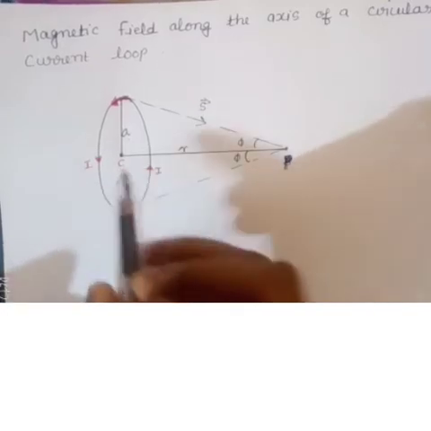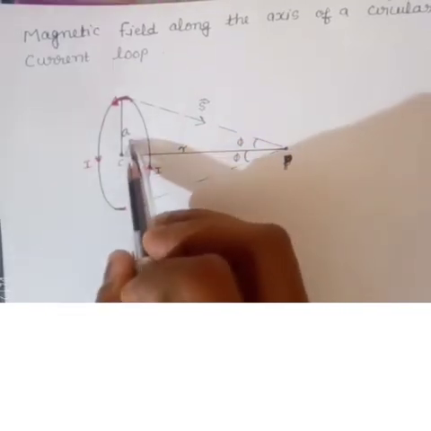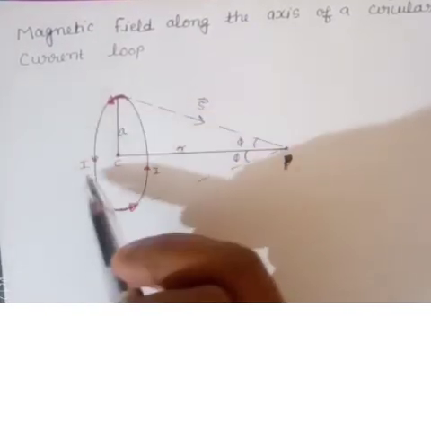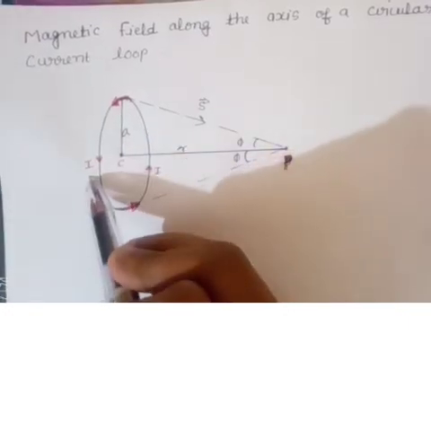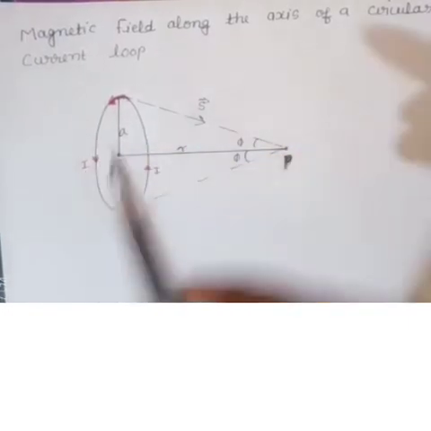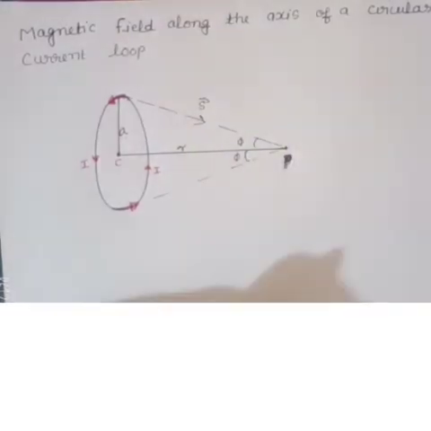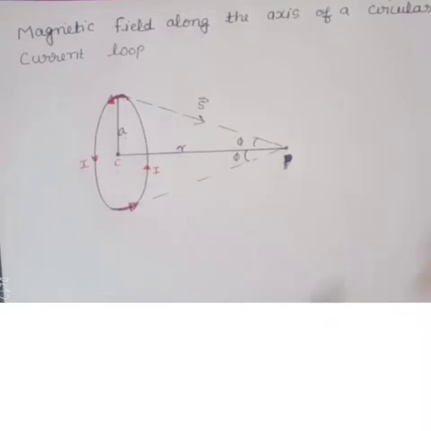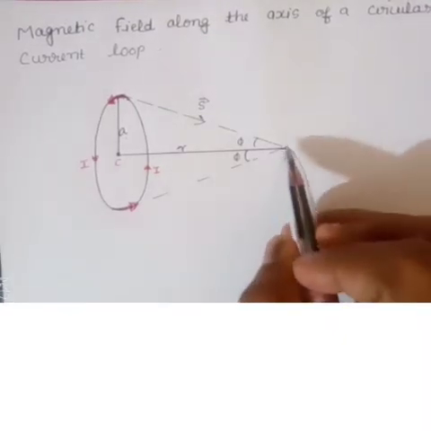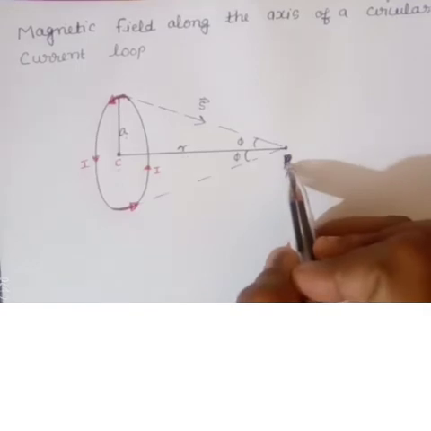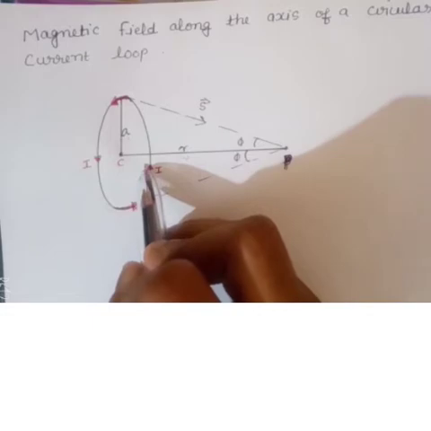So first you have to consider a circular loop of wire of radius a, carrying current I. Let the plane of the loop be perpendicular to the plane of the paper. Then you have to find the magnetic field at an axial point P at a distance r from the center of the loop.